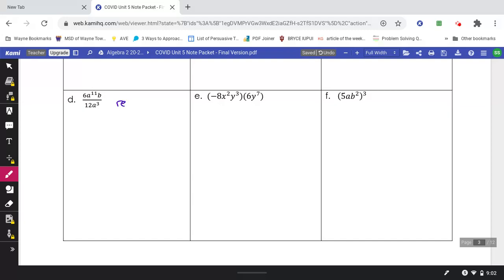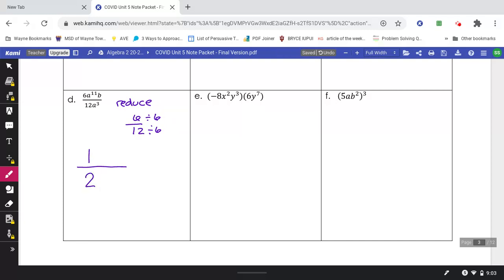6 over 12, we're going to need to reduce that. That doesn't divide out into a whole number either, so we'll reduce it. Each of those can be divided by 6. 6 divided by 6 is 1. 12 divided by 6 is 2.